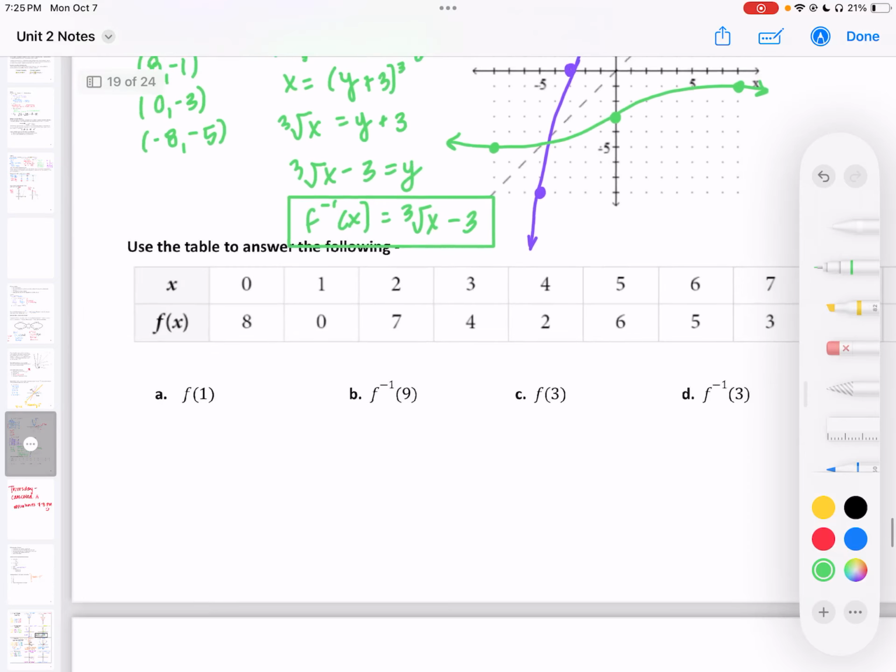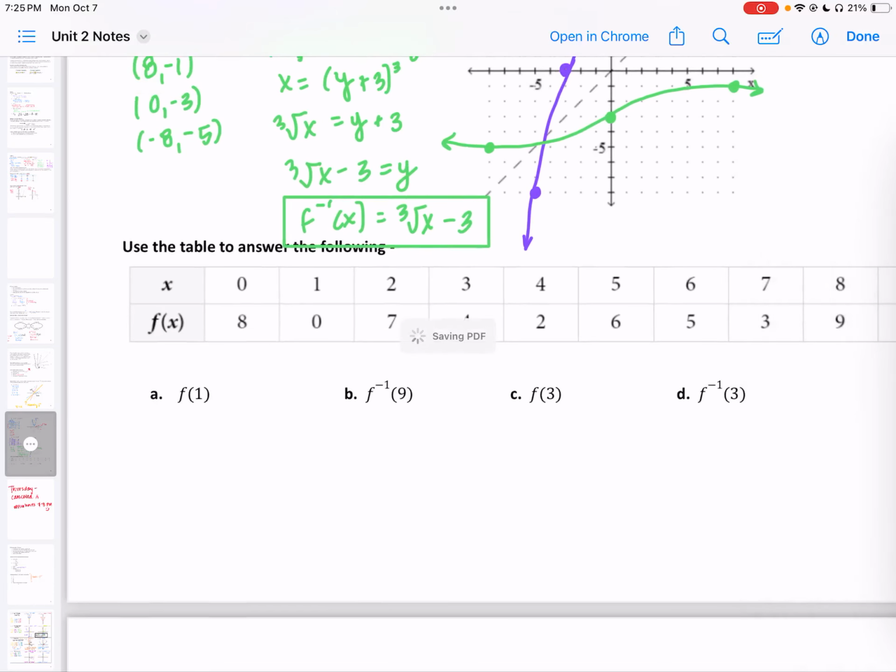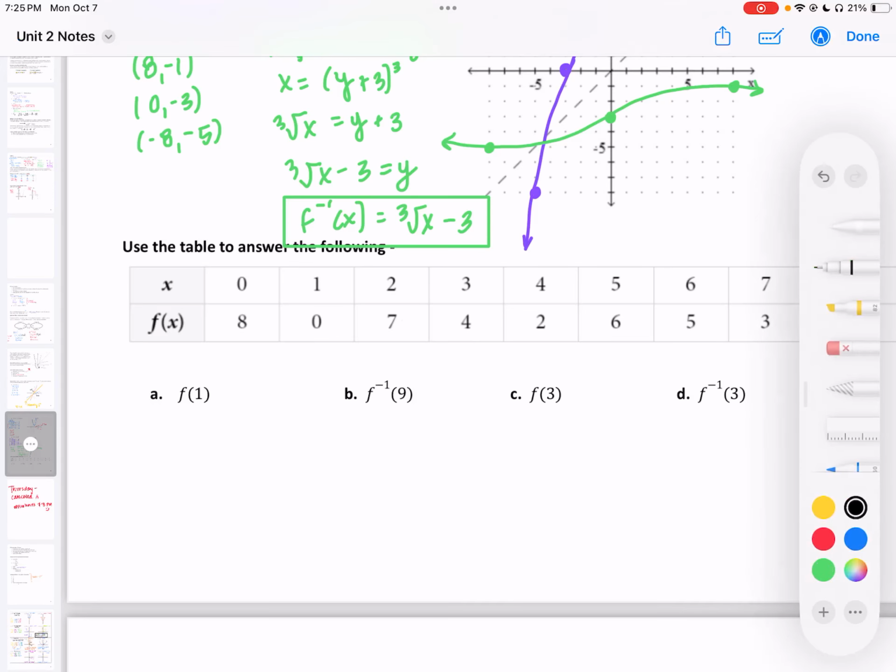All right, let's take a look at using the table. Essentially what this is telling you when you have inverses versus a regular function is, is the x the input or the y the input? Here we're saying x is equal to 1 and y equals what? Because we're basing this off of the original function. So when x is 1, we get 0.